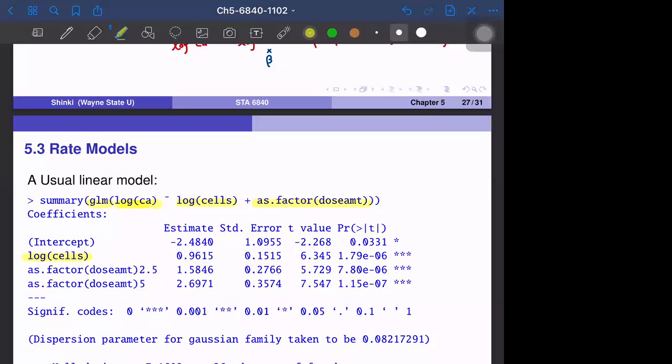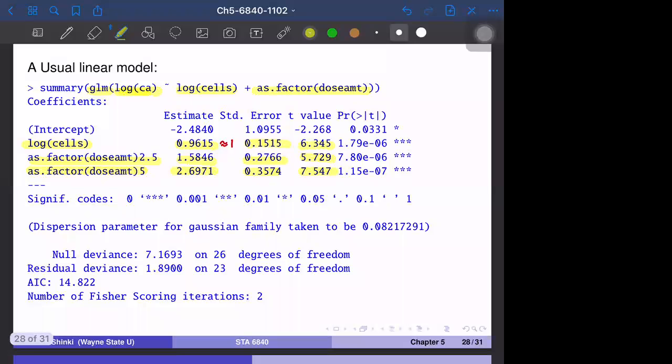If you fit the parameter for log of cells, it's close to 1. If we see the standard error, you can see this is close to 1. But still, it's estimated, and 0.96 is the value that minimizes the sum of squared residuals. The dose amount has 3 levels, 1, 2.5, and 5. So 1 is the baseline, and we have 2 more parameters. You can see the standard errors and the t-values here, 6.3, 5.7, and 7.5. So all are very significant.